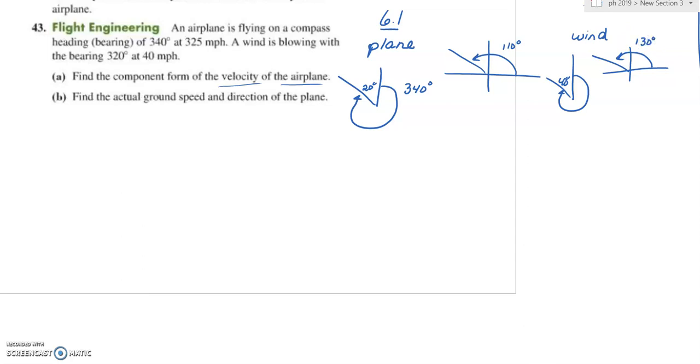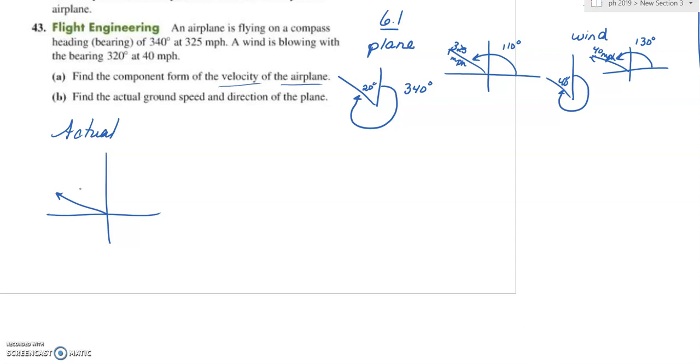So they told us the velocity. The plane is 325 miles per hour, and the wind is 40 miles per hour. So again, we're combining forces now because we want to figure out what's actually happening. So if I had to guess, I'm guessing that the plane is heading in this direction. But I bet it's going a little faster because the wind is at its tail. The tailwind is going to be pushing the plane a little bit faster.